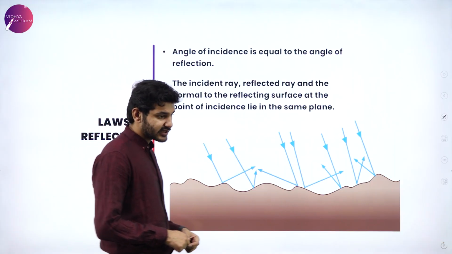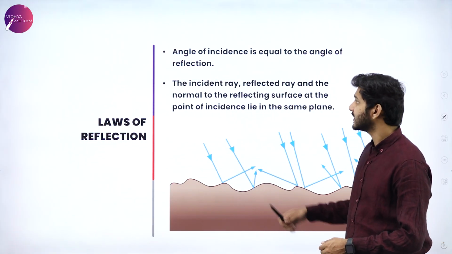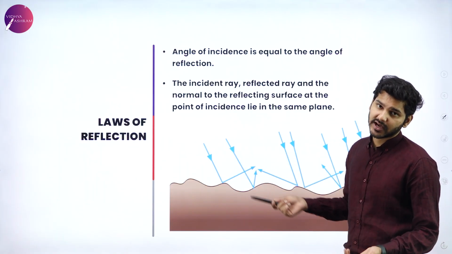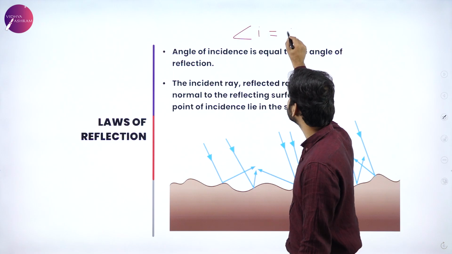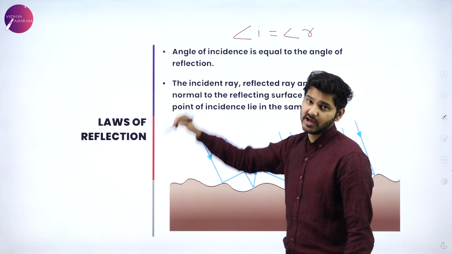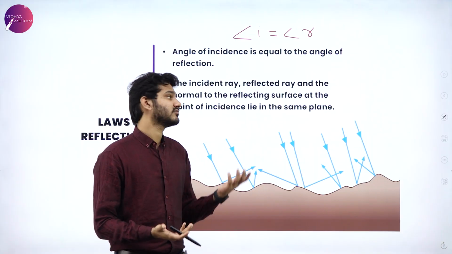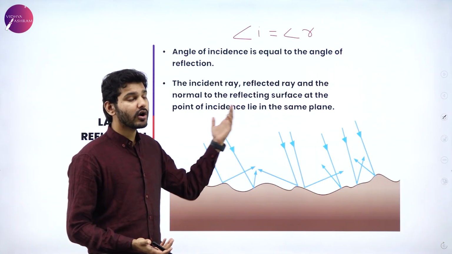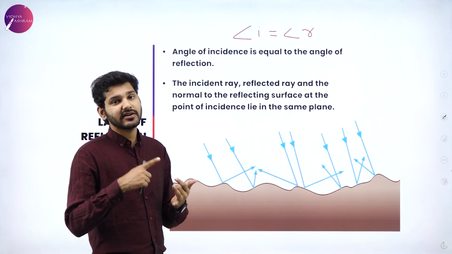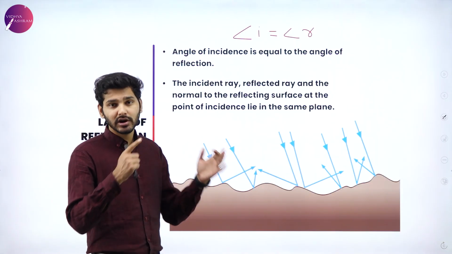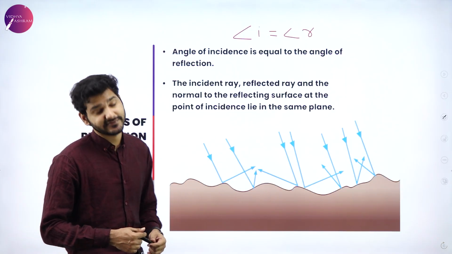So again, these are the laws of reflection, and it's basically the same thing I just explained. That is, angle of incidence is equal to angle of reflection, and again, angle of incidence, angle of reflection, and the normal all lie in the same plane, or simply incident ray, reflected ray, and the normal all lie in the same plane. These together are known as the laws of reflection.